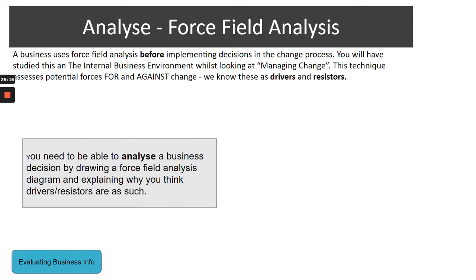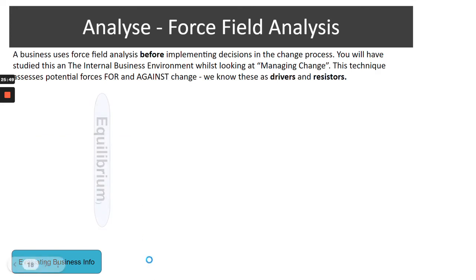Now, you need to be able to analyse a business decision by drawing a force field analysis diagram and explaining why you think drivers and resistors are as such. So again, there's a two-part element of Advanced Higher Business questions. Drawing the force field analysis diagram, then explaining why you think drivers are drivers and resistors are resistors. So we're going to look at a recap of a force field analysis diagram, how it should look, what the elements on it are, and then we're going to look at an example question.